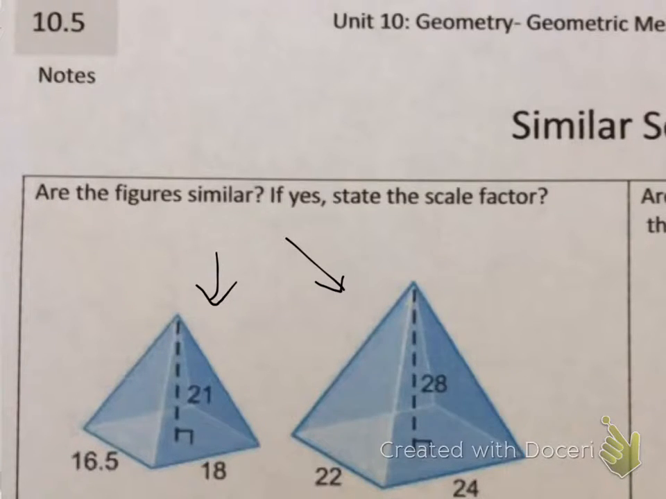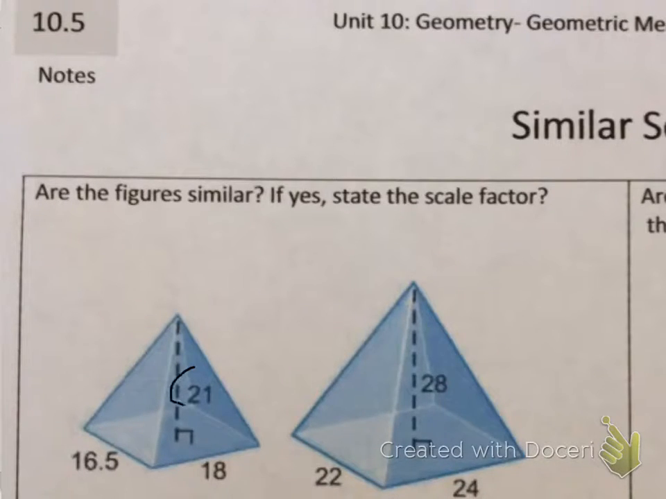So a number that will multiply the height by the height, the side by the side, all of the things have to have that same number that we would multiply by in order to get to the other solid. So in order to tell whether or not they're similar, we're going to look for the scale factor.